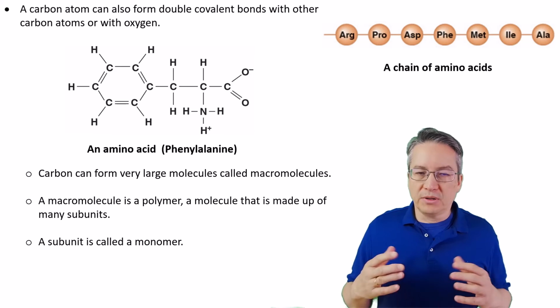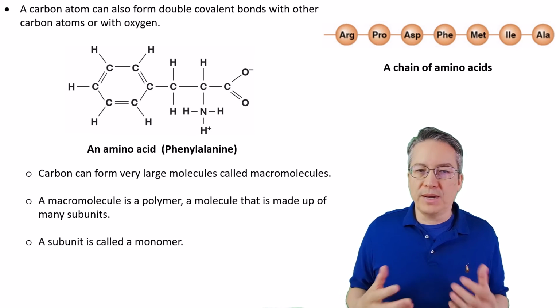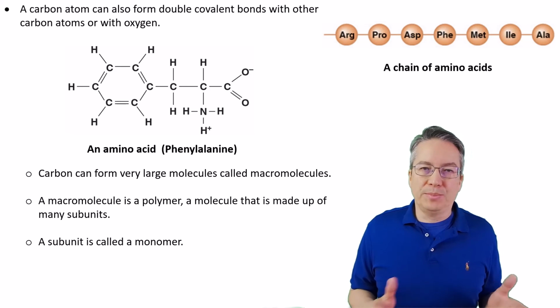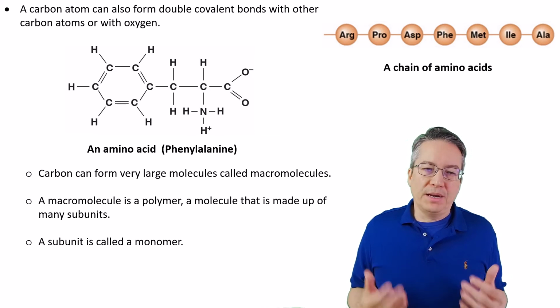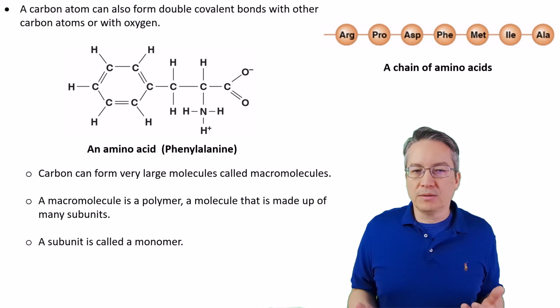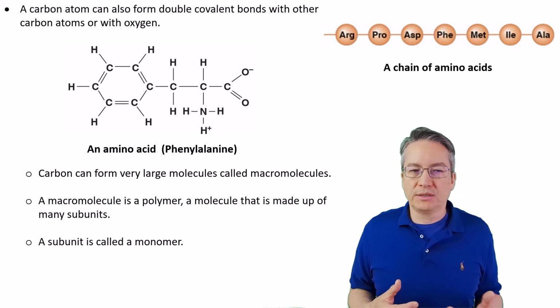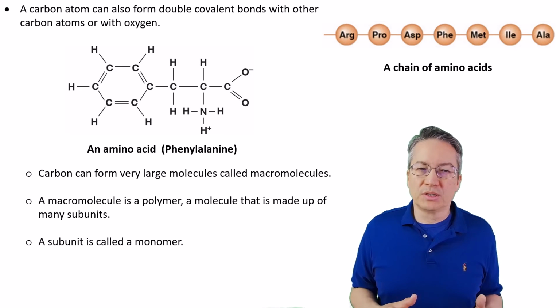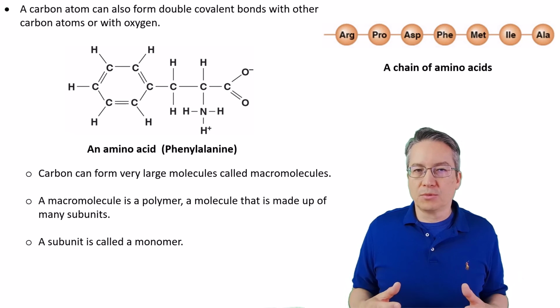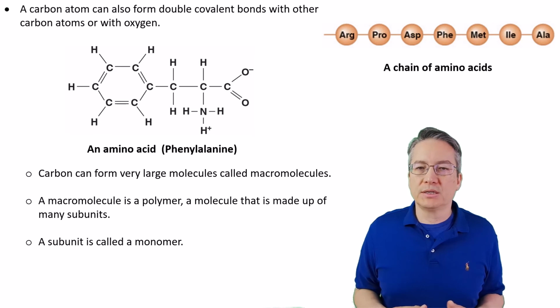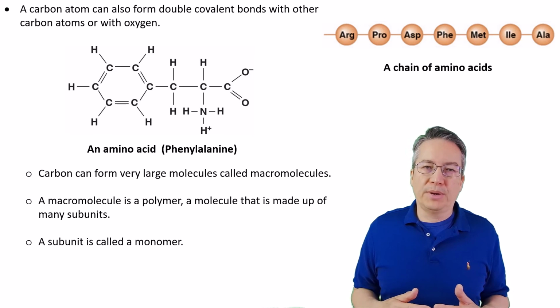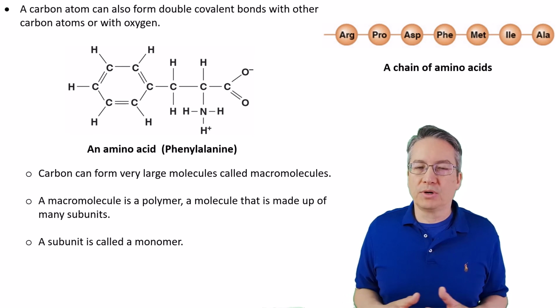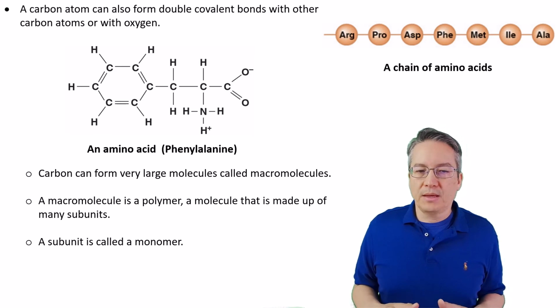So carbon can form very large molecules, and we have a special name for them. They're called macromolecules. Macro simply means big, so these are big molecules. A macromolecule is often a polymer, which is a molecule that is made up of many subunits. And a subunit is called a monomer. Those are terms we're going to use a lot. A monomer is a subunit, and a polymer is when you put those monomers together to make a much bigger molecule. An example of this is shown here. We can see a chain of amino acids, one after another, bound together covalently. And a chain of amino acids is actually called a polypeptide, and that's something we're going to get into in future videos.